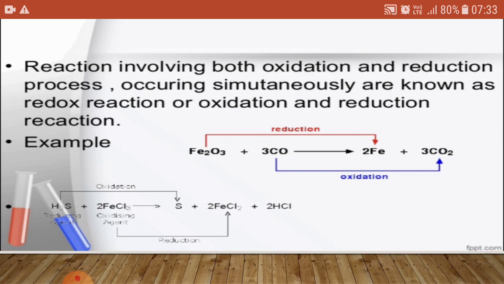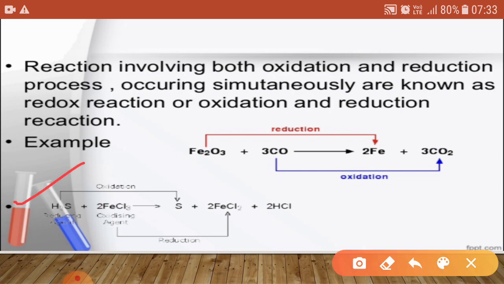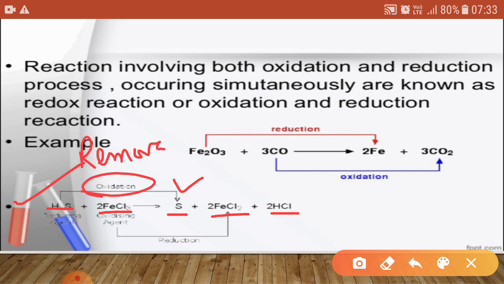Now come to the next example, where hydrogen sulfide and iron chloride are mixed. It gives rise to sulfur, iron chloride and hydrochloric acid. But here, from the hydrogen sulfide it becomes sulfur, meaning there is a removal of hydrogen. There is a removal of hydrogen, meaning oxidation is going on. Similarly, from the iron chloride there is a loss of chlorine. So basically this is a reduction.